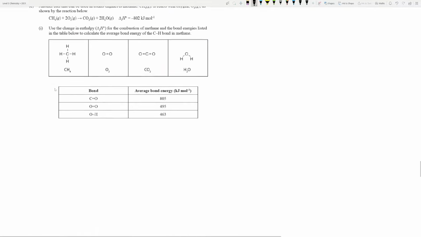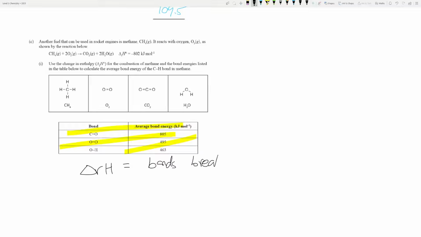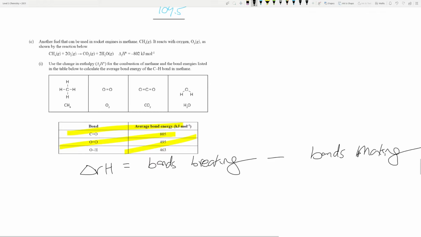All right, calculations. Whenever you see a table like this, guys, this is your bond enthalpy calculation. This is where you just need to straight away, don't even doubt yourself, write this down: your total of bonds breaking, added up, minus your total of bonds making. You've got to break bonds and then make bonds. They've done that for you, which is really nice. So you can see 1, 2, 3, 4. So what did I break?